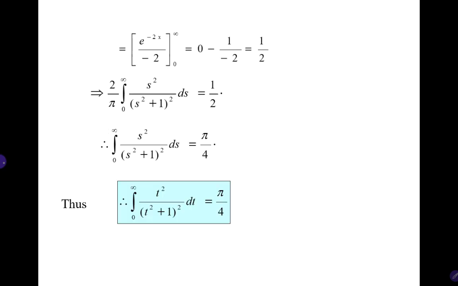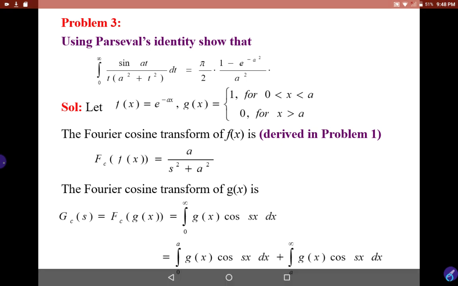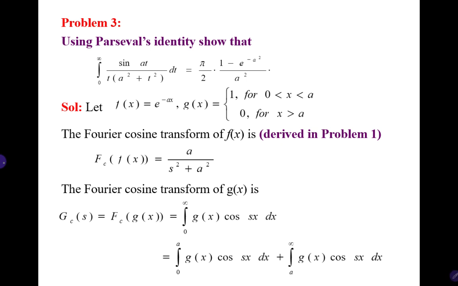Therefore, 2 by pi times the integral 0 to infinity s square by s square plus 1 whole square ds is equal to 1 by 2. If we bring this 2 by pi to the right hand side, we get the integral 0 to infinity s square by s square plus 1 whole square is pi by 4. Now replacing s with t everywhere, we get the integral 0 to infinity t square by t square plus 1 whole square is equal to pi by 4. This is the value of the integral we need in the given problem. Now let us go to another problem.